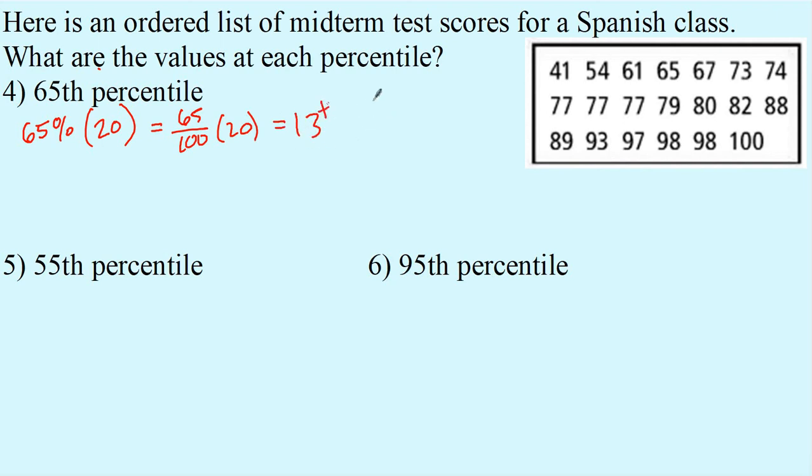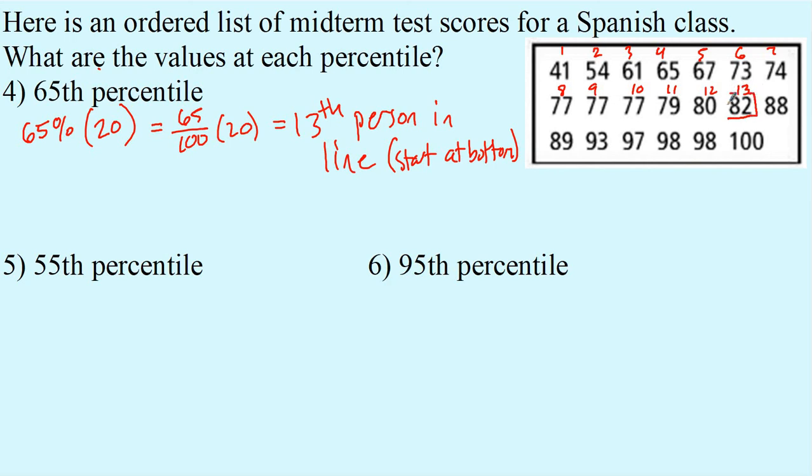So what that means, that's the 13th person in line. Now, when you say percentiles, all right, if I'm 65th percentile, that means I did better than 65% of the people. So you start at the bottom. So 1, 2, 3, 4, 5, 6, 7, 8, 9, 10, 11, 12, 13. So you had to get an 82 to score in the 65th percentile.